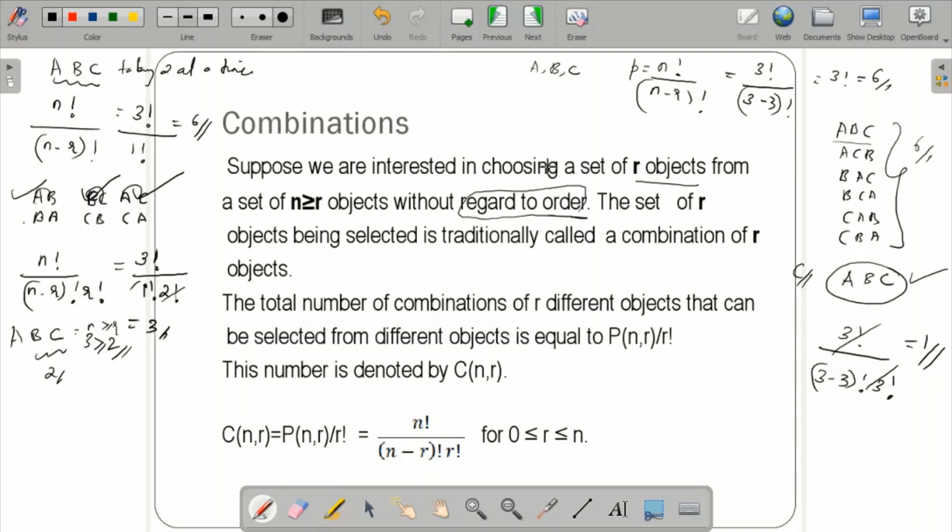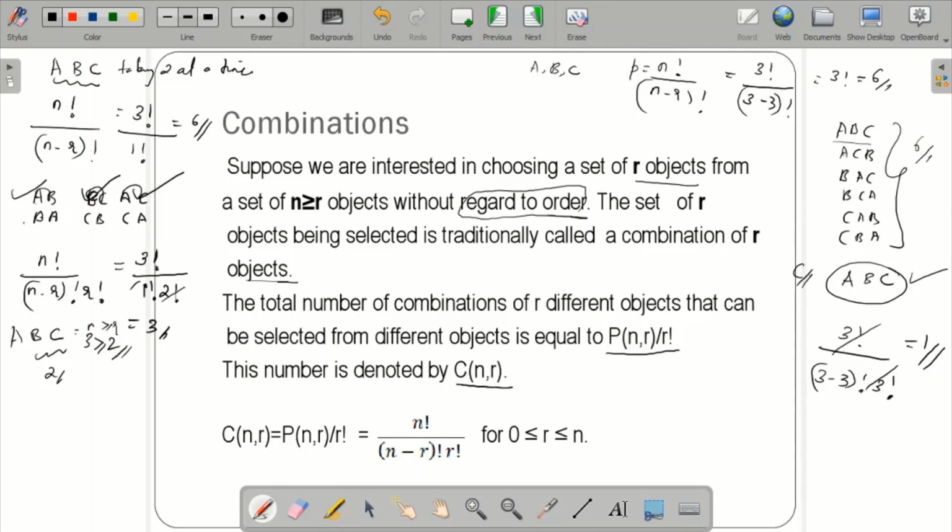Where the order doesn't matter is nothing but the combination. So the set of r objects being selected is called a combination of r objects. The total number of combinations of r different objects that can be selected from n different objects is equal to this formula: P of n comma r divided by r factorial.